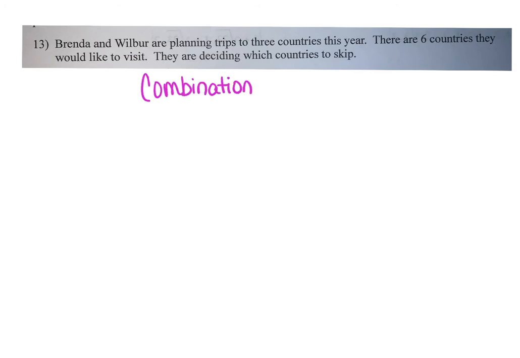And then how am I going to set it up? Well, what's the total number of countries? The total number of countries are 6, right? They're deciding which countries to skip. 3, a combination of 6 things taken 3 at a time. You should get 20 there.